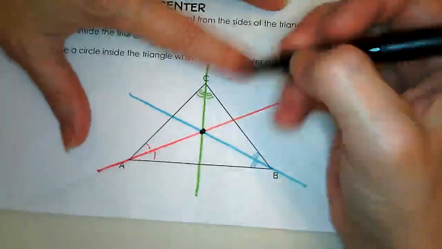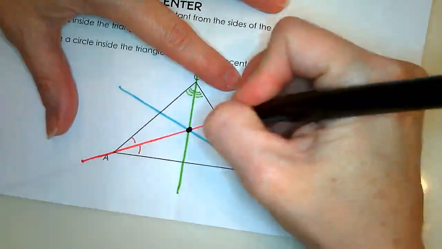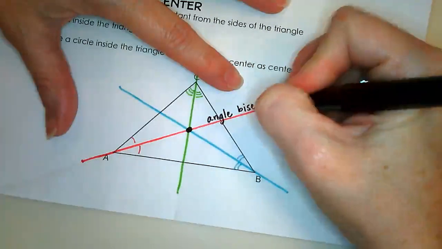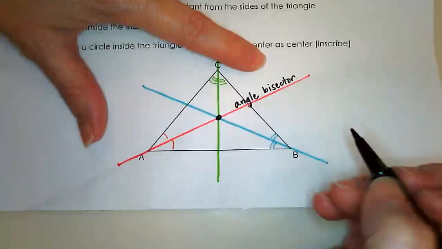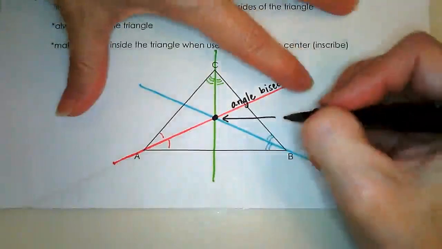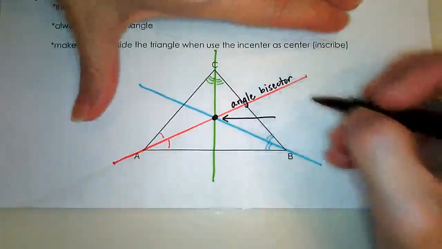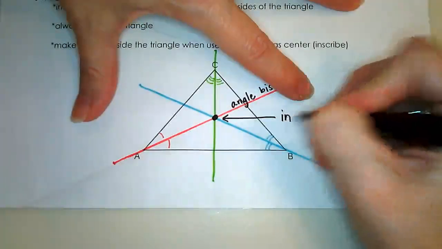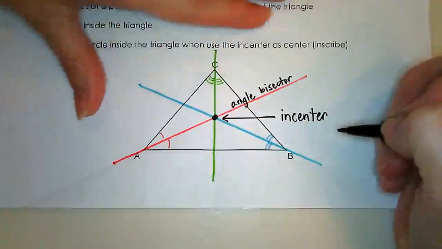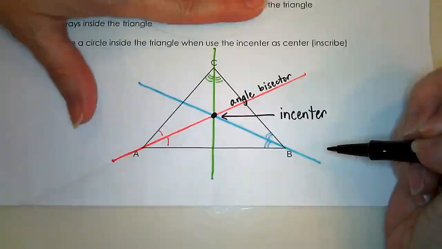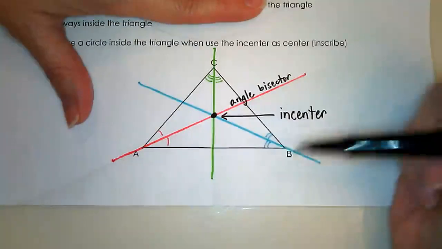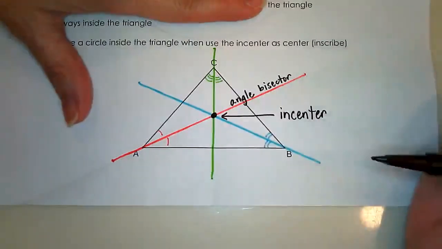All right, now to label this, we use the angle bisectors. So these pieces are angle bisectors. And then they met at that point. And this one, where the angle bisectors meet, is called the incenter. So the incenter is the point of concurrency for the angle bisectors. So where the angle bisectors meet is called the incenter.